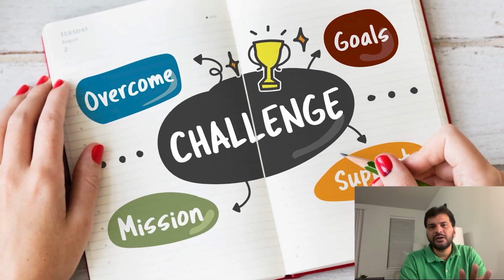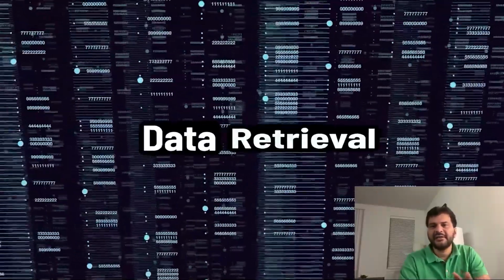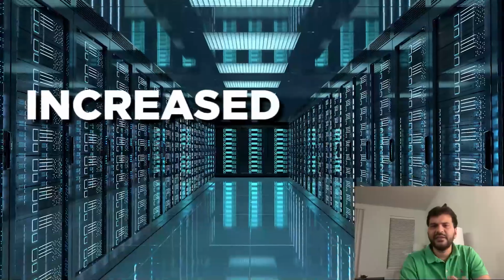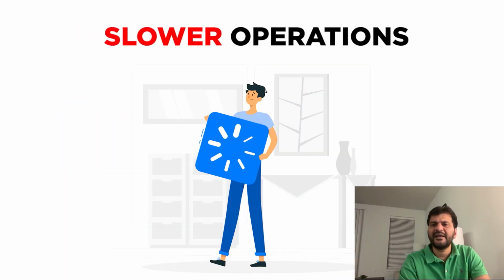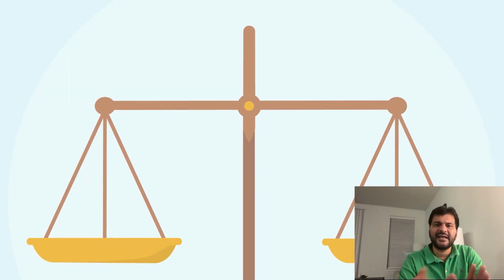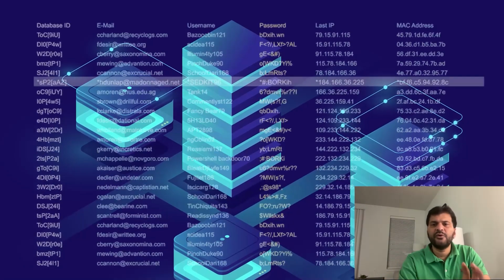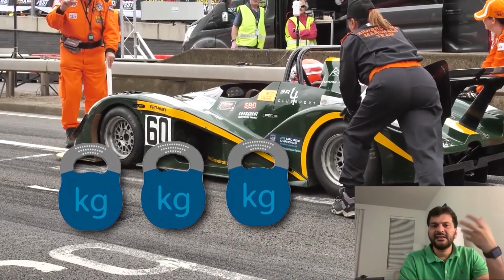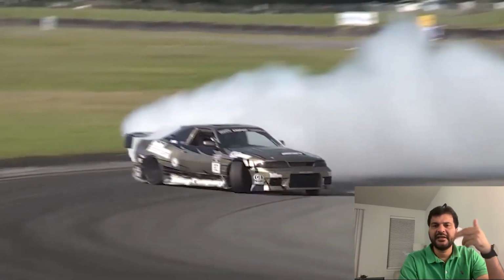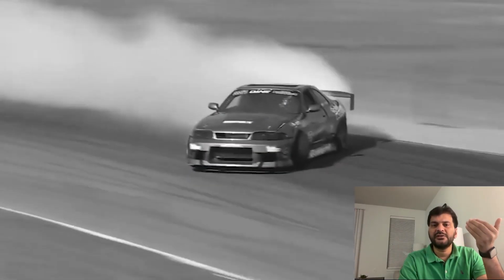So now let's talk about the challenges. While indexes accelerate data retrieval, they come with their own baggage: increased storage requirements, higher maintenance overhead, and potentially slower write operations as well. So it's a balancing act between read efficiency and write performance. Imagine adding more and more indexes to a database. It's like adding extra weight to a race car. Initially, it makes navigating faster around the corners, but too much weight slows down the overall speed as well.